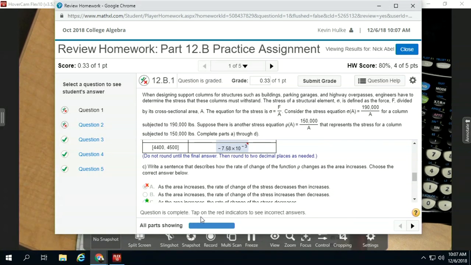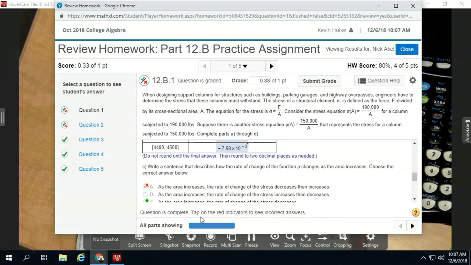They say, write a sentence that describes the second column of the table compared to the first column of the table. Okay, so as the area increases, the amount of change is getting closer to 0, which means closer to 0 should be a greater increase since it's less negative. So I think A should be right, how I answered it there.